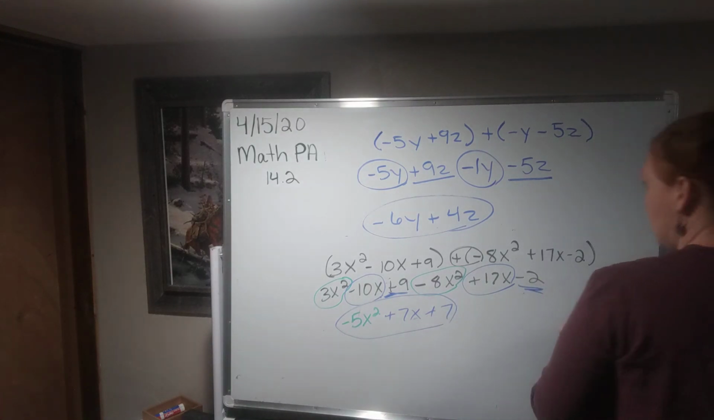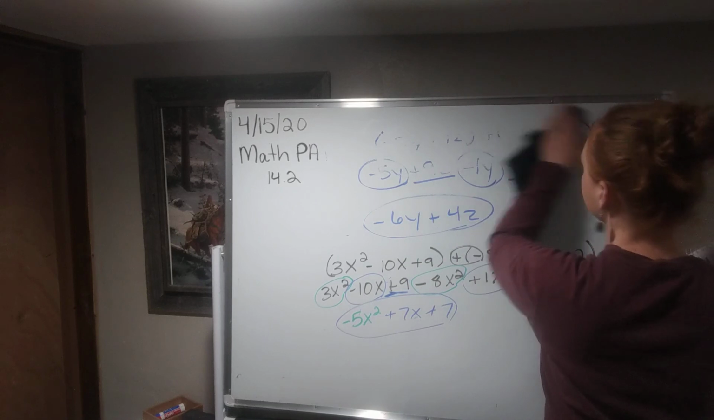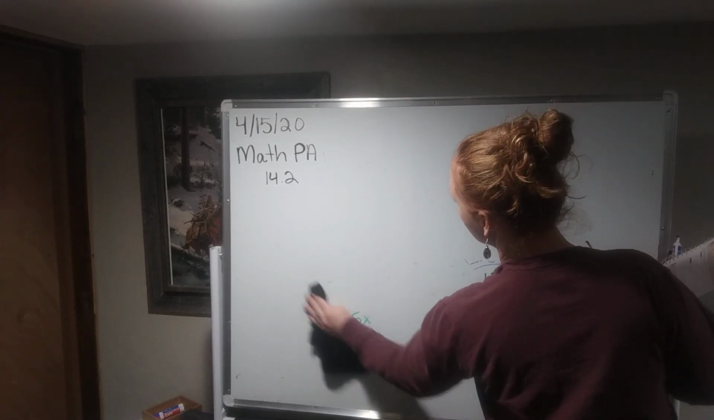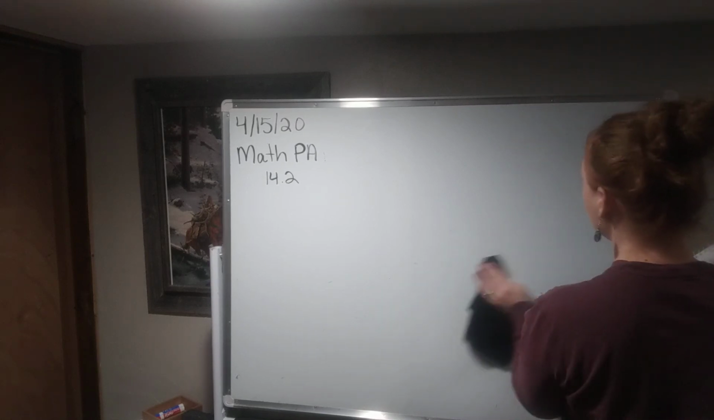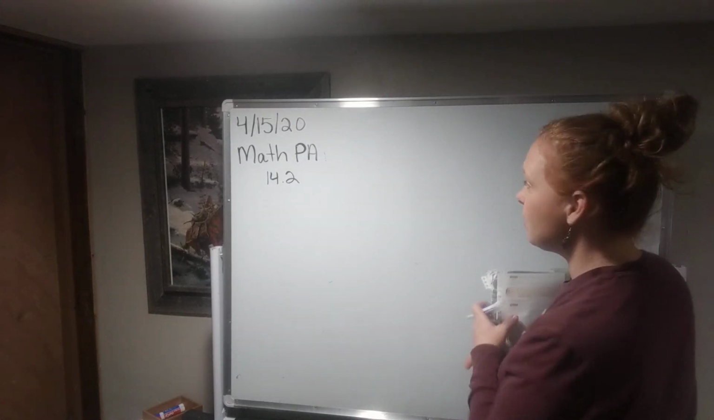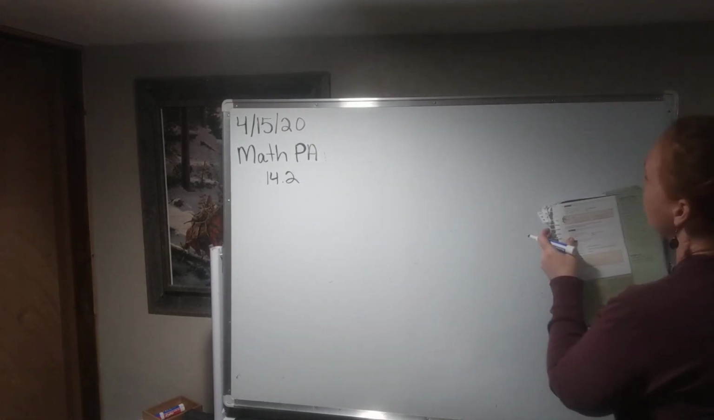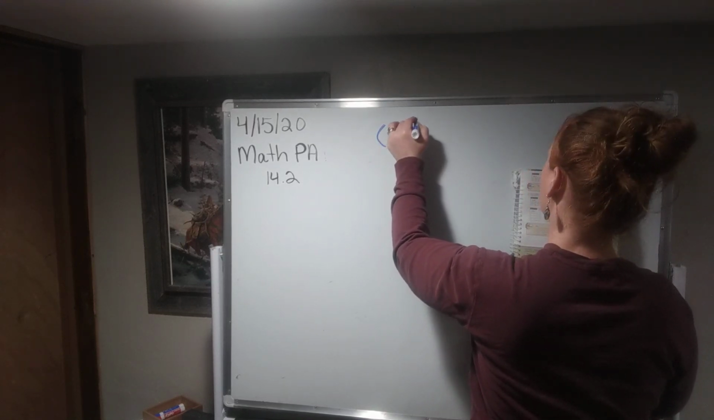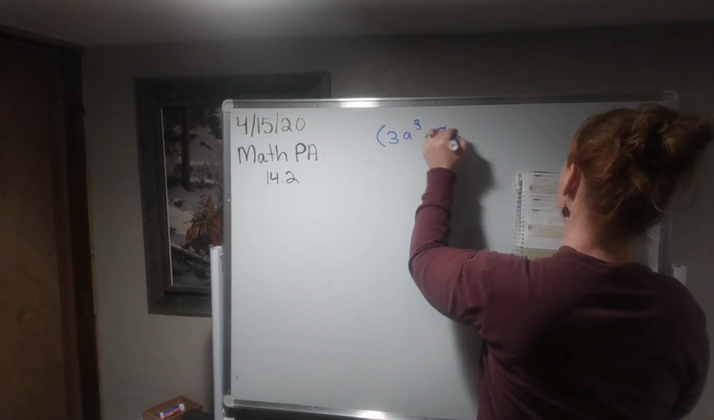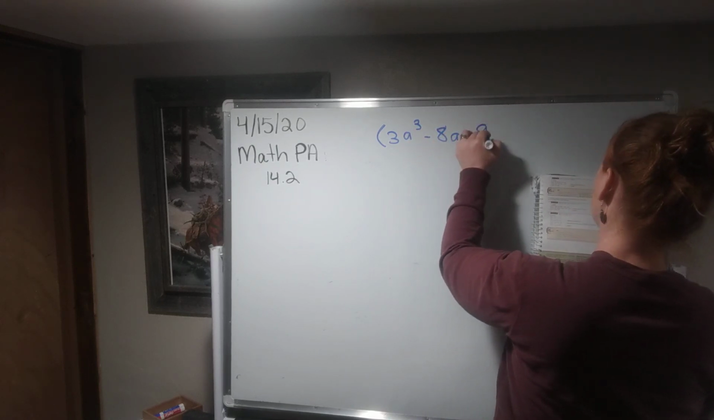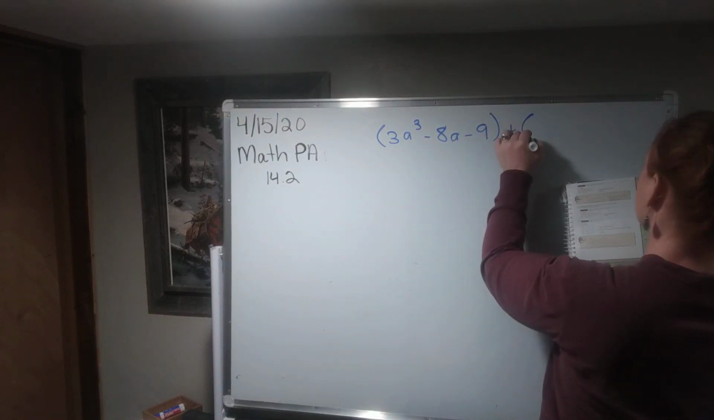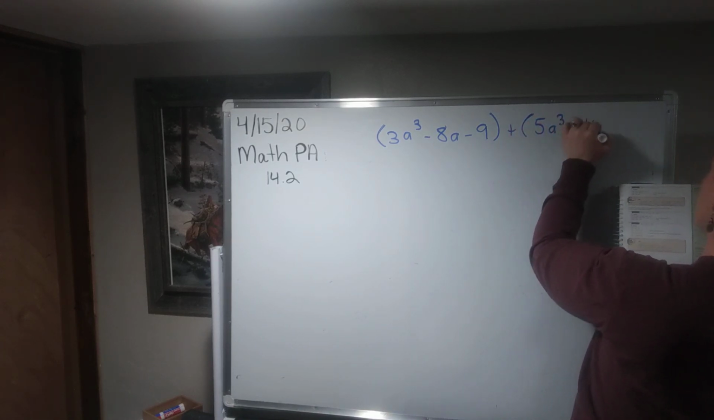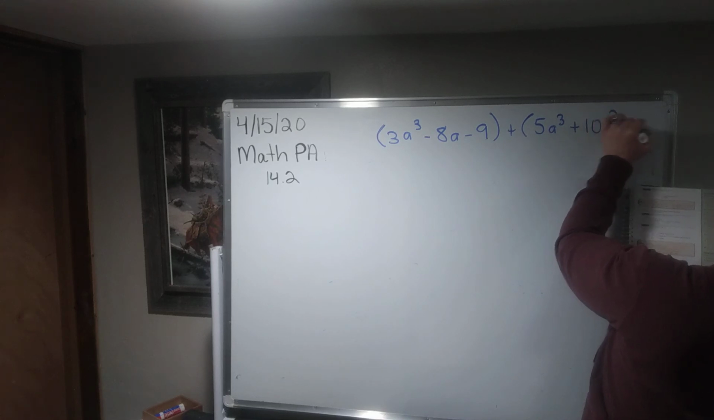Okay. Example 4. Make sure that you're also working these on paper. If you do them, you can see if you get the same answer, and if you don't, what you're doing right or wrong. 3a cubed minus 8a minus 9 plus 5a cubed plus 10a squared plus 8.